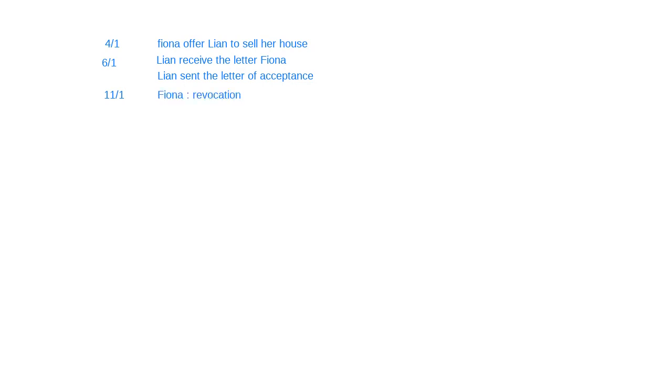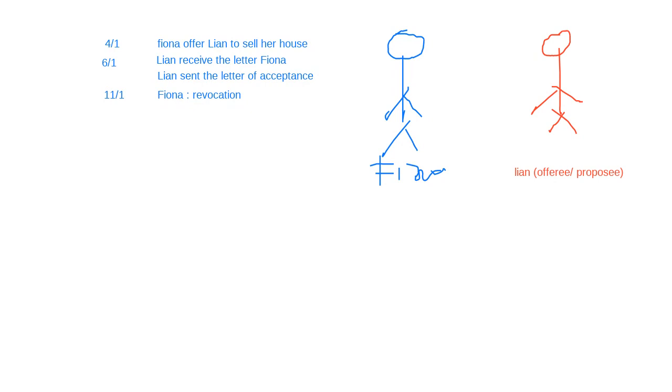So if you want to understand again, this is the offerer. Offerer is Fiona. And then maybe if I put versus, another one is Lian. So Lian is the offeree, or you can say proposee. You have to take note on this one to understand properly. Fiona is offerer. Now I continue with what happened next. On 11th of January, Fiona has revoked the offer.